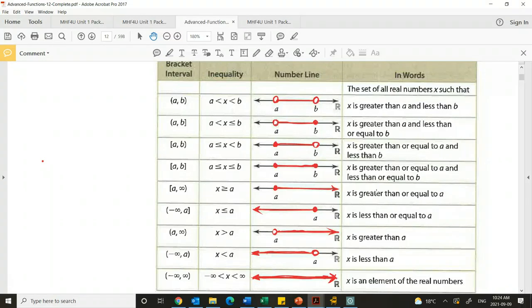Okay, notice this one. We start with a solid point and it goes on to infinity forever. So A is a solid point, it's included in the set, square bracket. And then we have the infinity notation here. Why would I not put a square bracket on infinity?